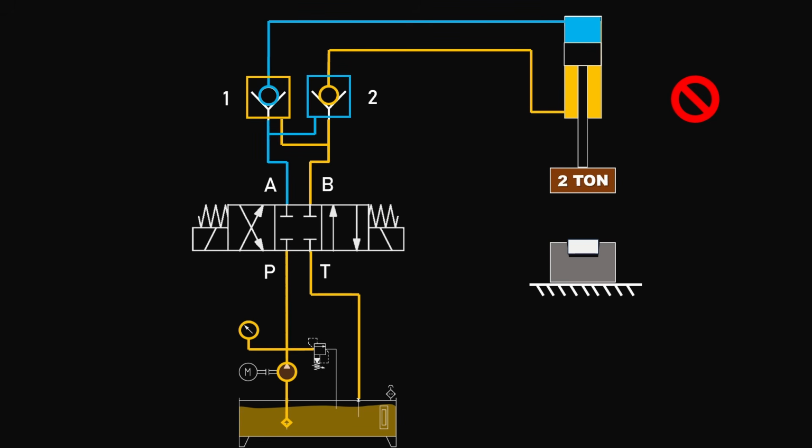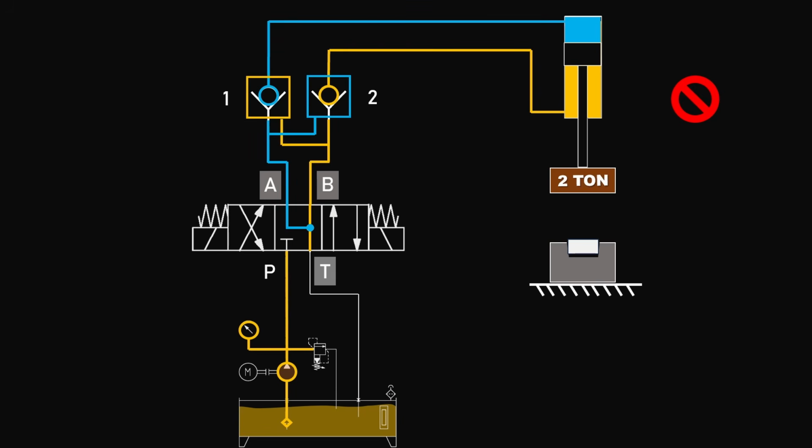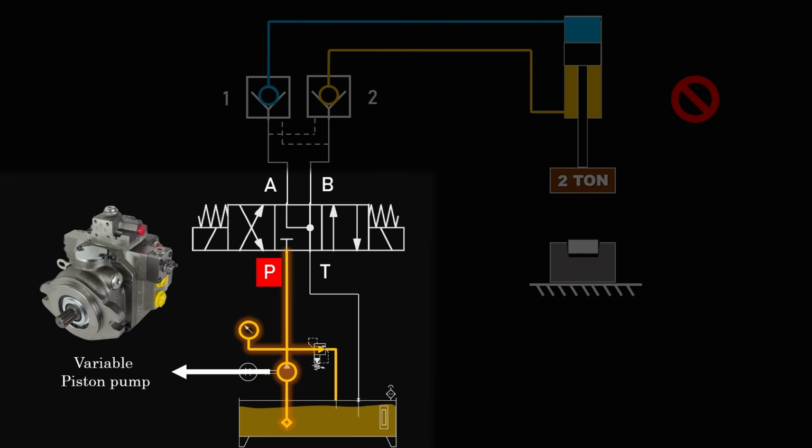To do so, one way is to use a 4x3 float center valve. In float center, the port A and B are connected to the tank. So any trapped oil is released back to the tank. This keeps the system more stable. But again, it keeps the pump loaded as the pressure port is blocked. So it depends. If the system has a variable piston pump, we can use the float center because the pump can automatically reduce the flow and pressure when neutral position is activated.